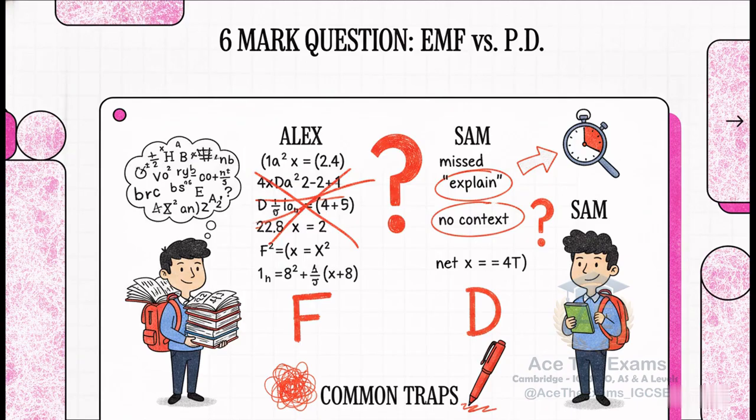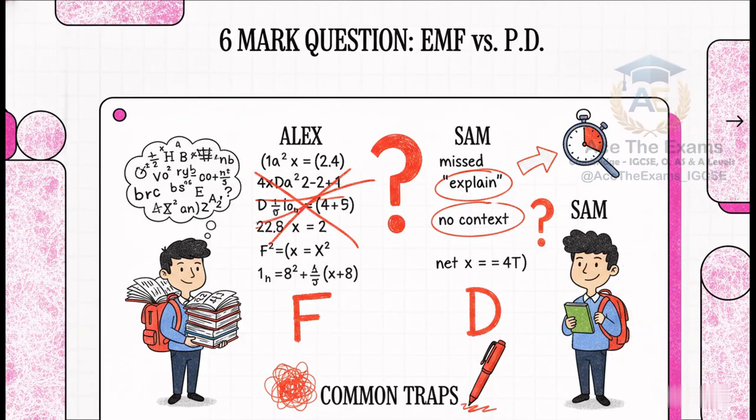versus potential difference. Whether you're sitting for subject code 0625, 0651, 0652, 5054, or even the AS level 9702, this right here is your ultimate examiner's playbook. I want you to picture two typical students sitting in the exam hall right now, staring down a classic 6-mark question. Let's call them Alex and Sam.